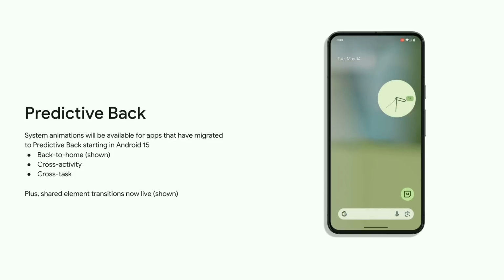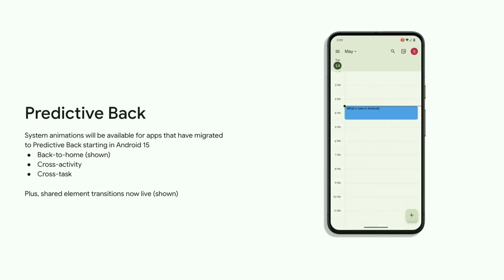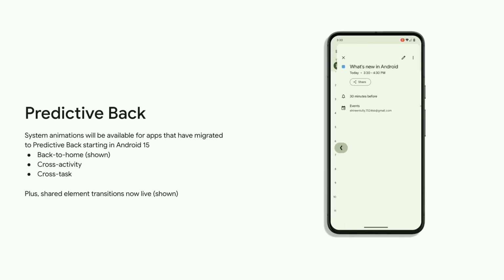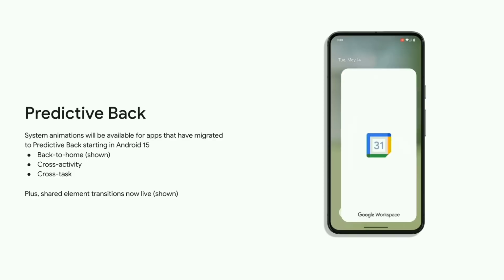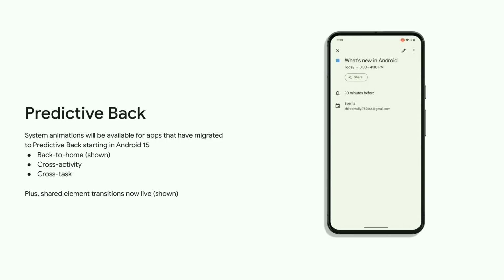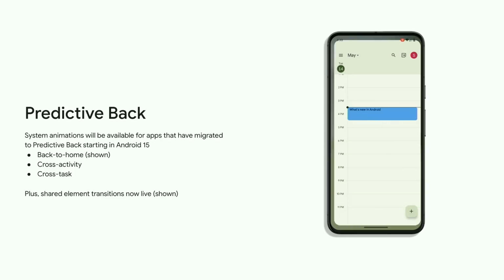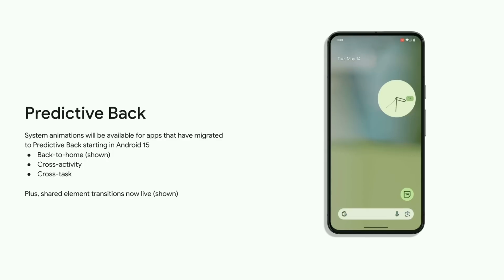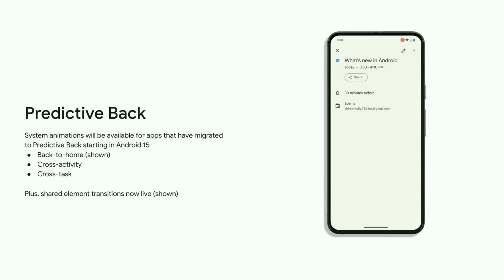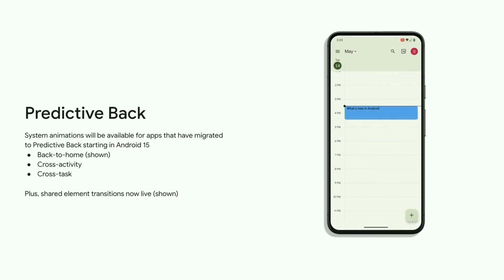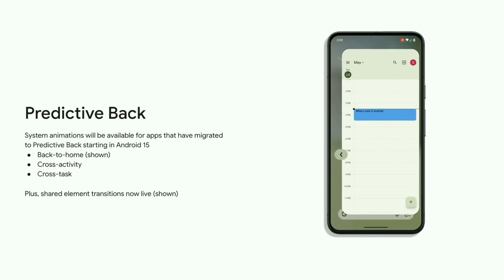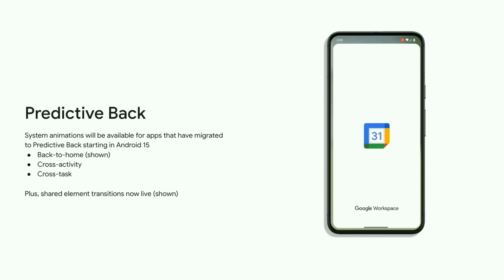From thinking about the top and bottom of your app to now the side and gesture navigation, Android 15 removes the developer option for predictive back system animations. This means any app that has already adopted cross-task, cross-activity, and back-to-home animations will be visible to the user. Predictive back is a great way to make your app feel like it's responding to your user's every back swipe, like what we see here for calendar.